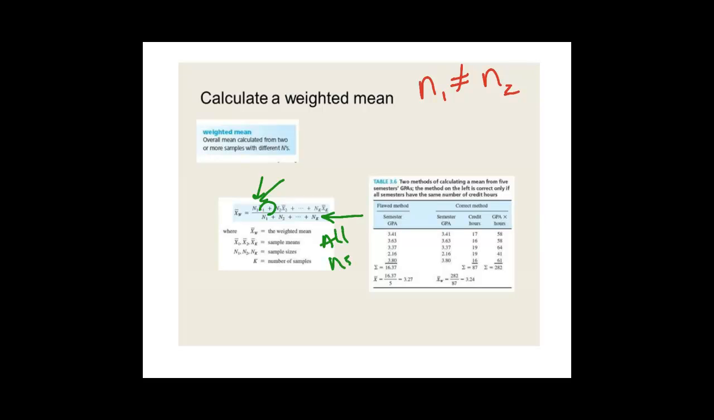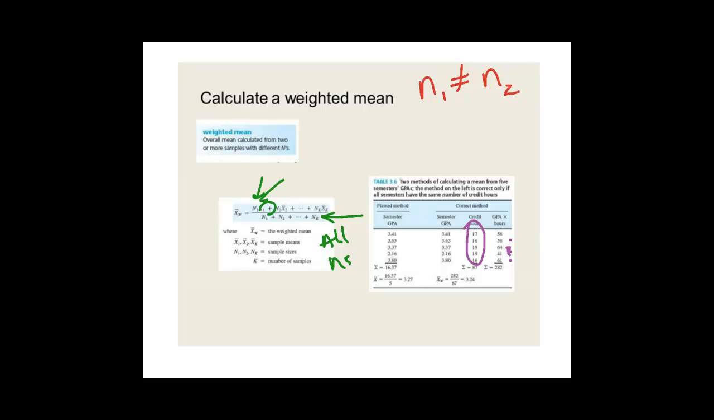The example from the text is for calculating a person's GPA. If you have different numbers of credit hours each semester, you have to ensure the semesters with more credits receive greater weight than semesters with fewer credit hours.